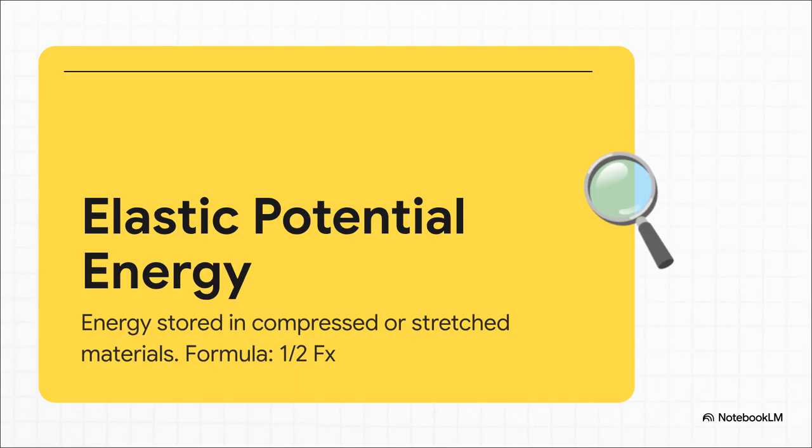While gravitational energy depends on height, elastic energy depends on compression or stretching. Think of pulling back a rubber band or compressing a metal spring. The formula here is 1/2 Fx, where F is the stretching force and x is the extension. The more you stretch it, the more energy is stored up, just waiting to be released.